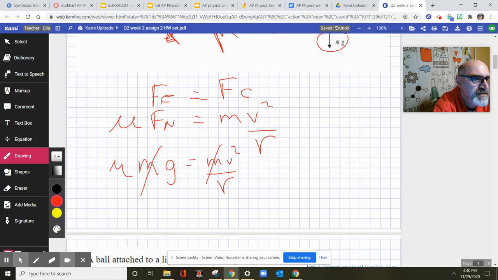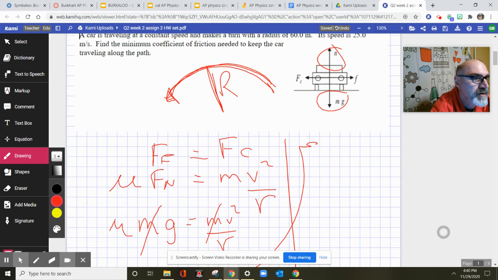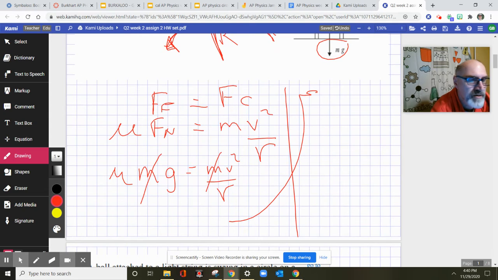So the mass cancels. I'm going to move over here, I ran out of room. So mu is what we're looking for, right? The minimum coefficient of friction. The coefficient of friction is a physical property between two surfaces that determines how sticky they are. So basically, mu is equal to v squared over g r.